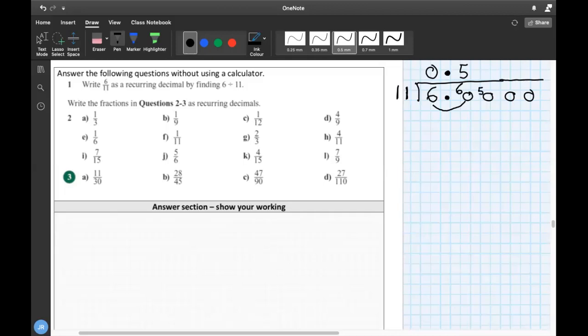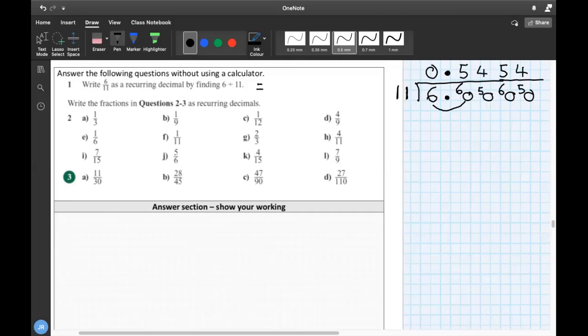We're now thinking how many 11s fit into 50? Well, 11 times 4 gives me 44. And from 44 up to 50, what was my remainder? It was 6. We've got 60 again. How many 11s fit into 60? Well, 5 gave us 55 with a remainder of 5. And as you can see, we're just going to keep getting 5, 4, 5, 4, 5, 4.